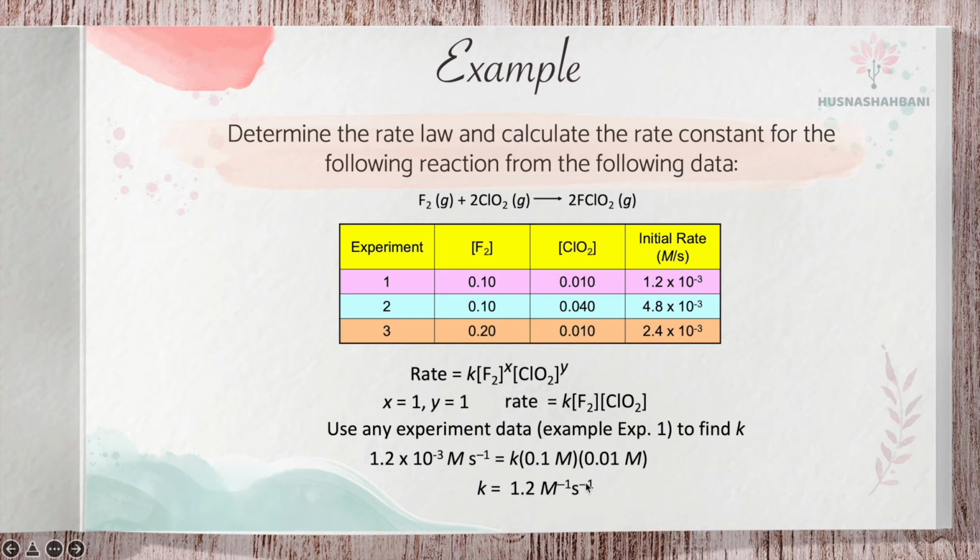second. The K unit must be in second order. Why? K unit must be in the overall order reaction. Why second order? Because power 1 for F2, power 1 for ClO2. So 1 plus 1 is equal to 2. So the overall order for this rate of reaction is second order. Overall order is second order. So the unit of K must be the overall order unit. So this is second order. So that's why per molar per second.